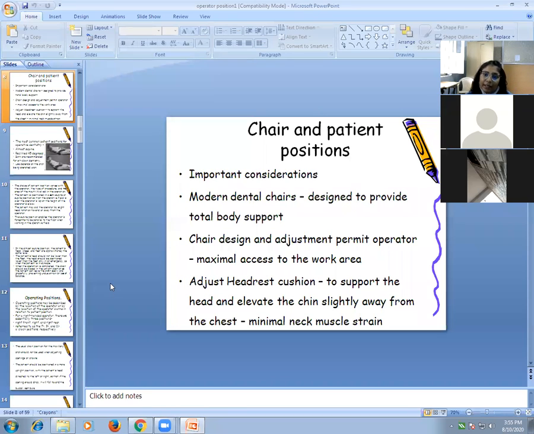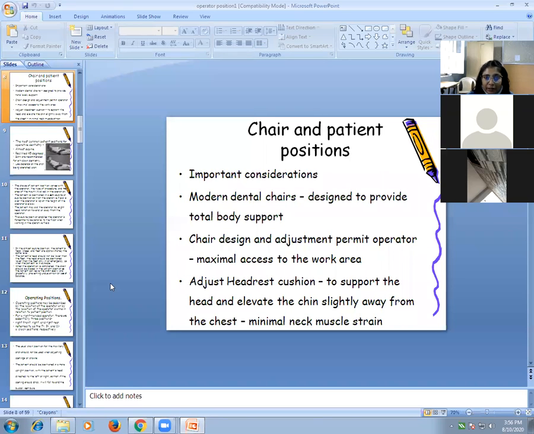Then the chair design and adjustment permit the operator to give maximum access to the work area. Okay, chair design is very important. If you don't have a proper chair, you cannot get proper access to the patient's oral cavity, or the patient will not be comfortable, or the dentist will not be comfortable. So your chair plays a very important role when you are working.